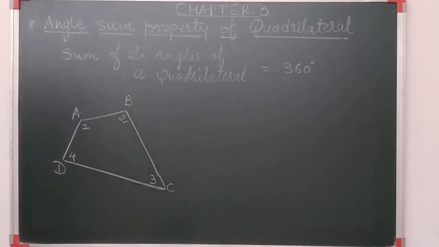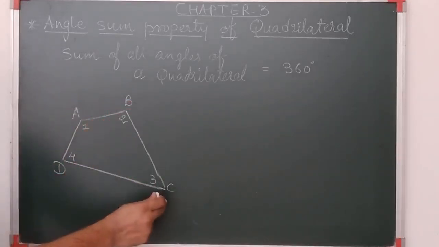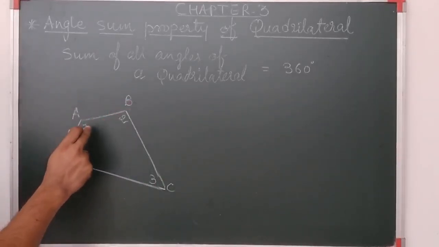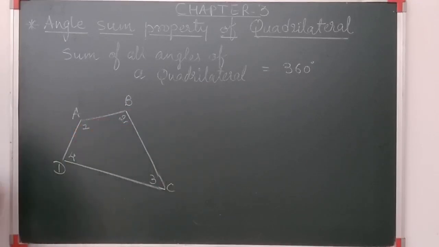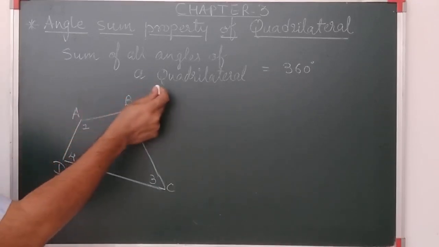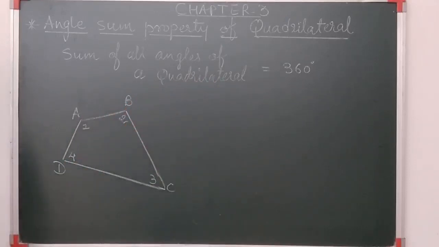Let us discuss the angle-sum property of a quadrilateral. We are absolutely aware of the angle-sum property of a triangle. That means the sum of all the angles of a triangle is 180. So you can see that it's a quadrilateral. It has four angles, angle 1, 2, 3 and 4. The sum of all angles of a quadrilateral is 360. Let's see how it is possible.